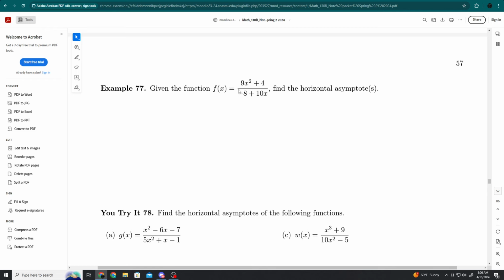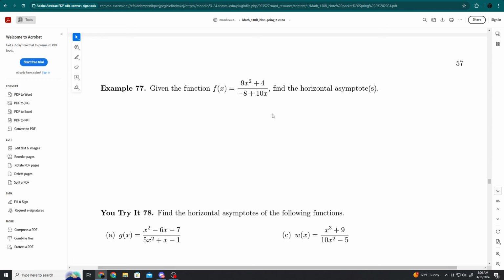In this case, we have 9x squared plus 4 over negative 8 plus 10x. So the question is, what's my horizontal asymptote here? My degree in the numerator is 2, because it's an x squared. The degree in the denominator is 1, so the top's bigger, which means my answer is just none. Since the top is bigger, my answer is none.